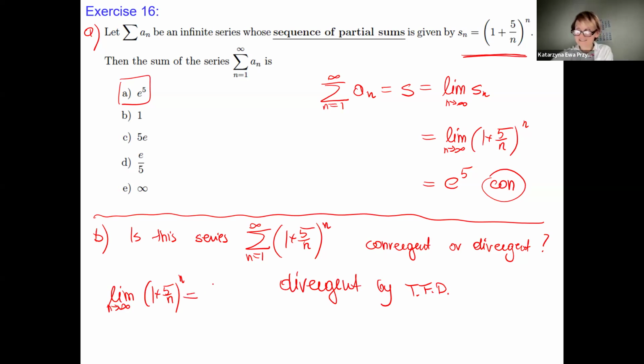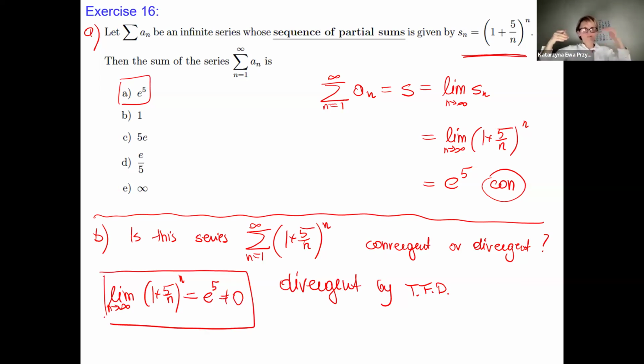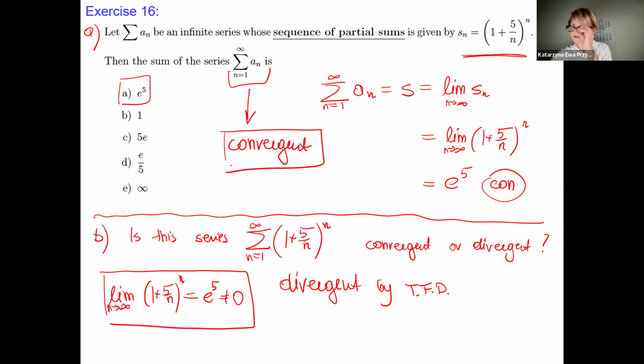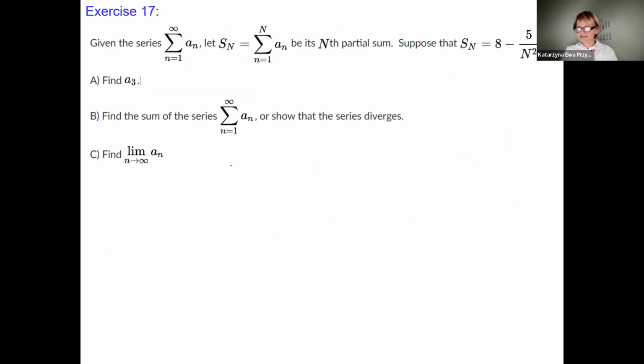The limit is different than 0. That means at some point, if we list the terms and keep adding, because sigma is addition, we will be adding e to the 5, e to the 5, e to the 5. That means this one is convergent, because that's the partial sum. Now I took that formula as the formula of the sequence that we're adding, not the partial sum. You will not make the mistake. Okay, another one.